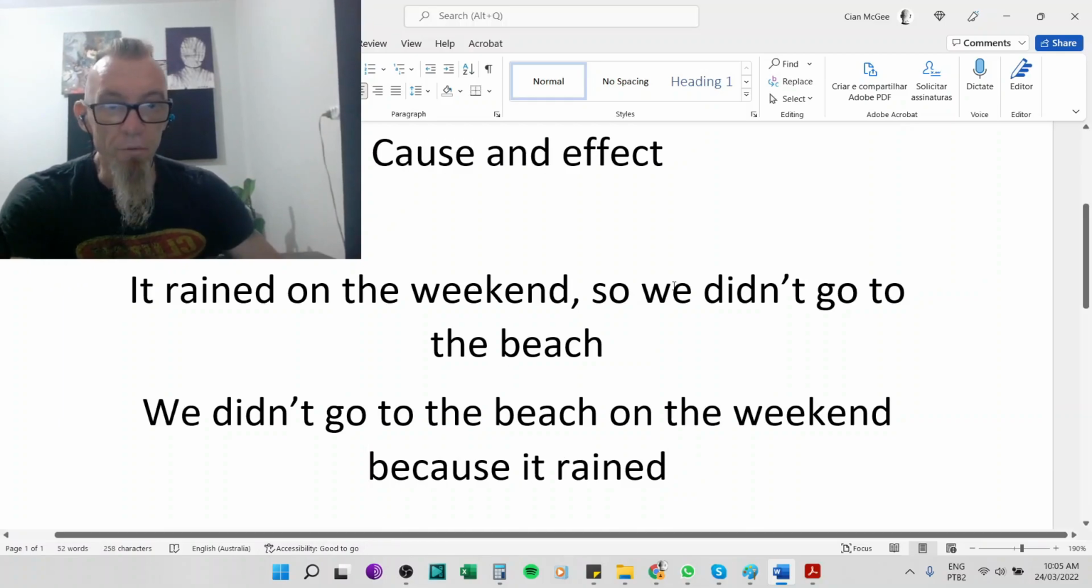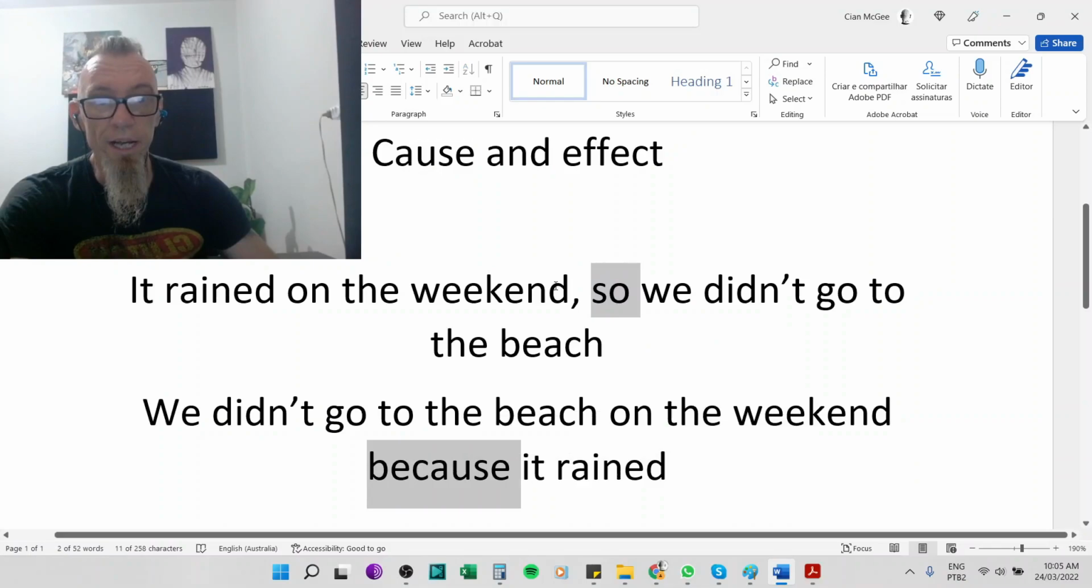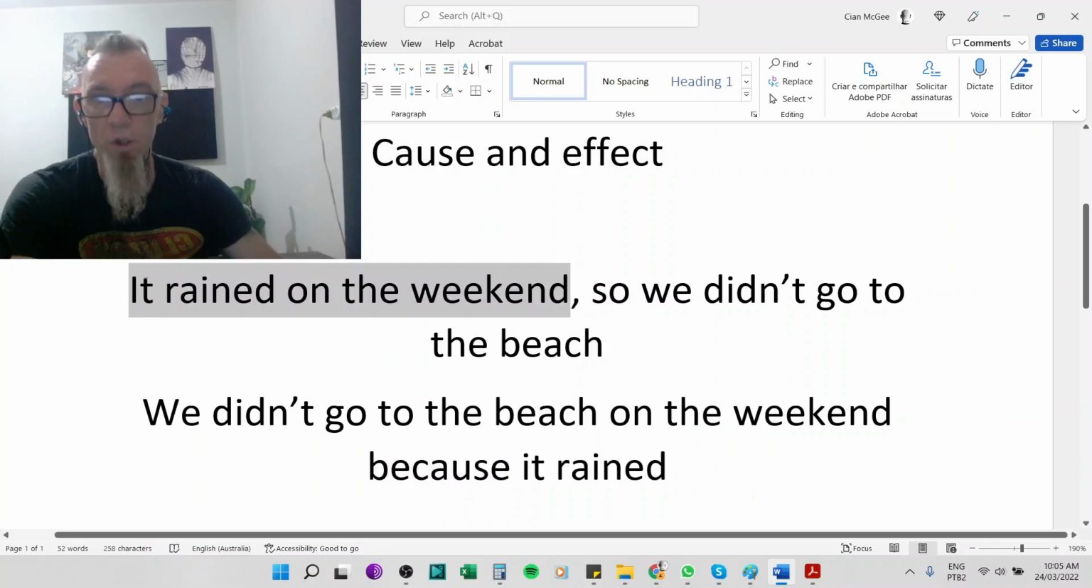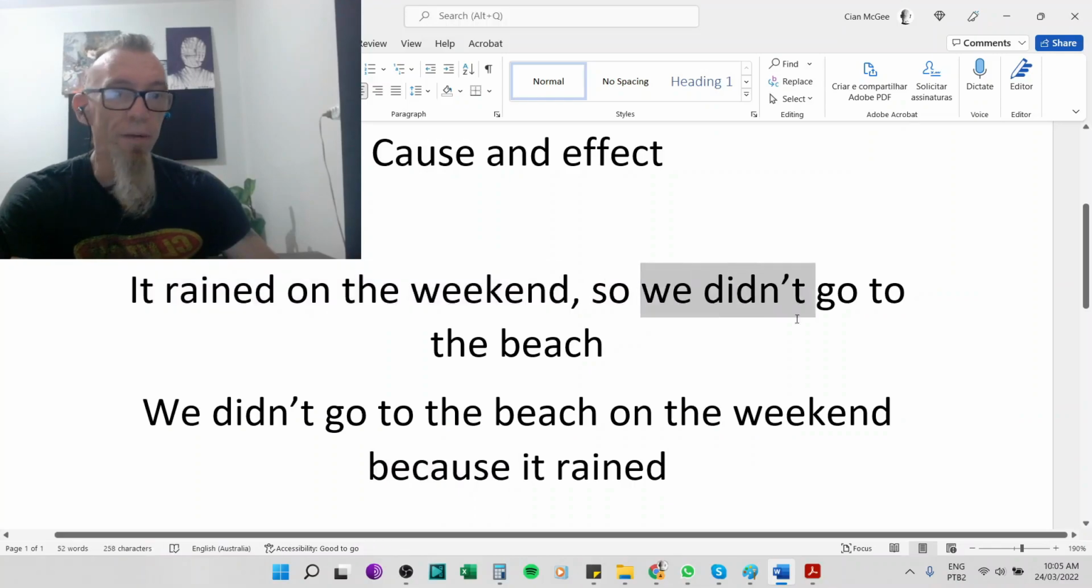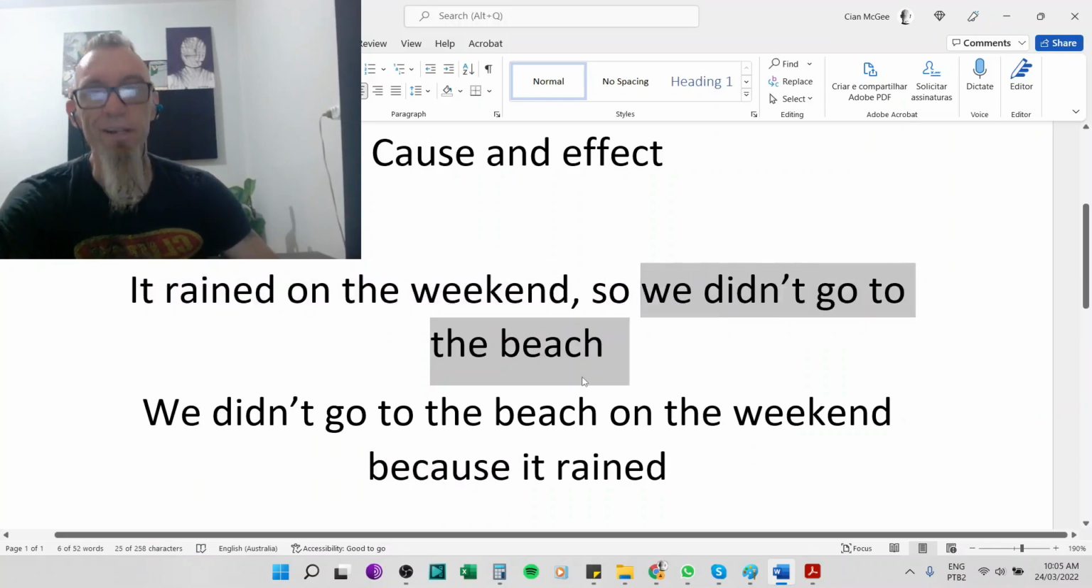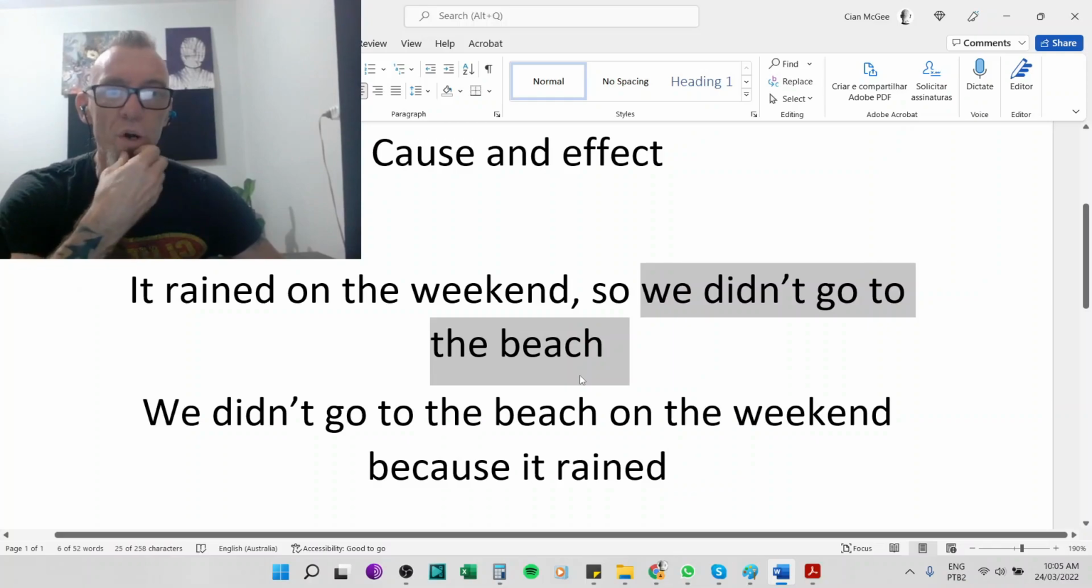Okay, so once again, the difference between so and because. With so, we're starting our sentence with the reason. So we're starting with the cause, and then we go into the result. We start with, like, it rained on the weekend, so we didn't do this. I didn't sleep last night, so I wasn't able to do the homework.